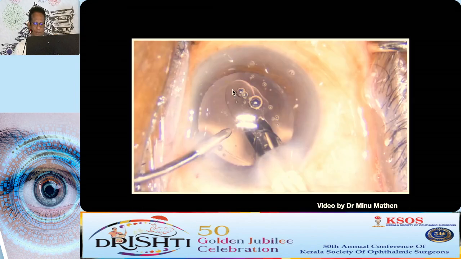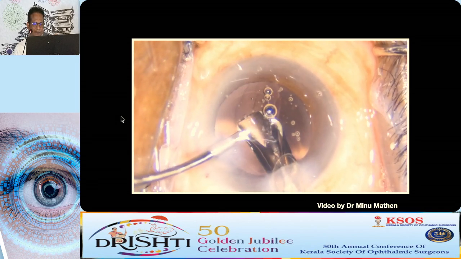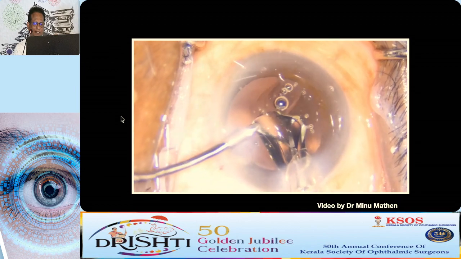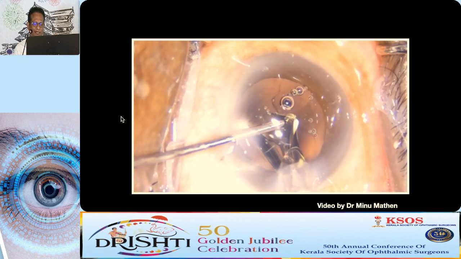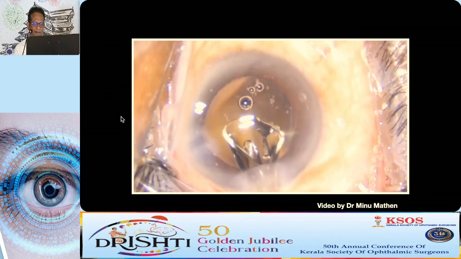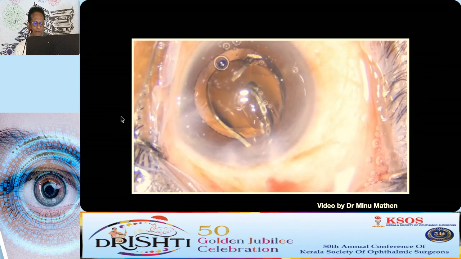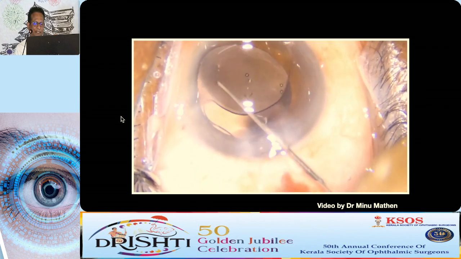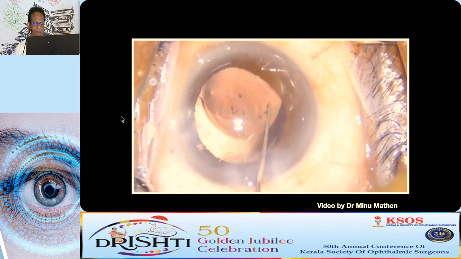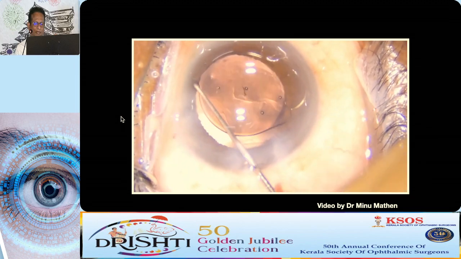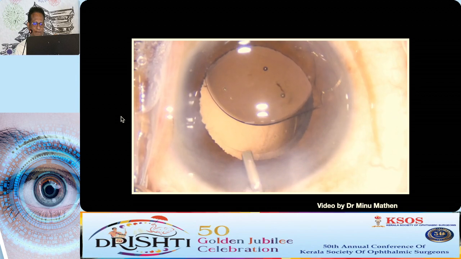The next one is another technique. This is a hydrophobic acrylic lens. You can see the leading haptic is caught there inside the optic, probably because of poor loading of the lens, and at least half of the haptic is torn there.